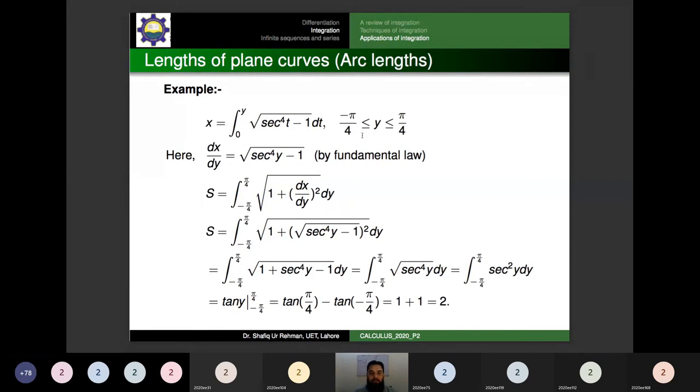So limits are there from minus pi by 4 to pi by 4. So dx upon dy, plug in over here and then simplify this one. It's a matter of integration. Eventually it is going to be 2.